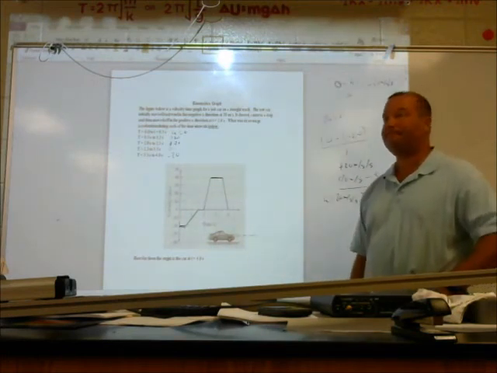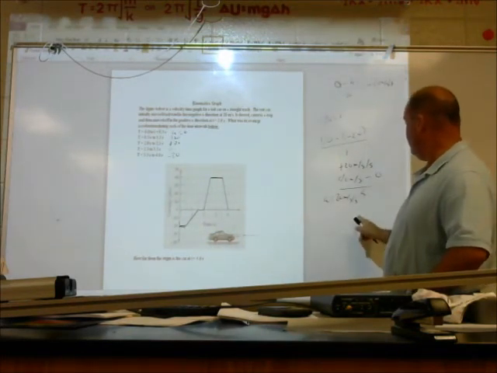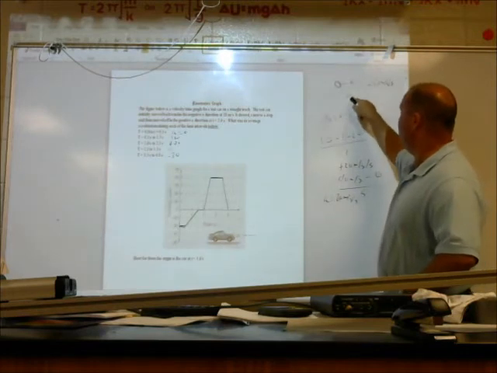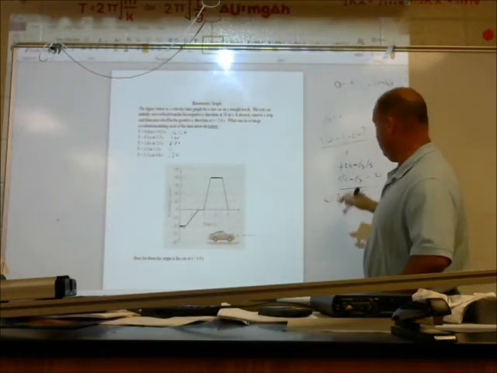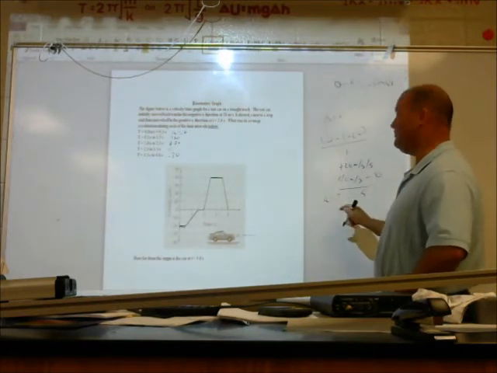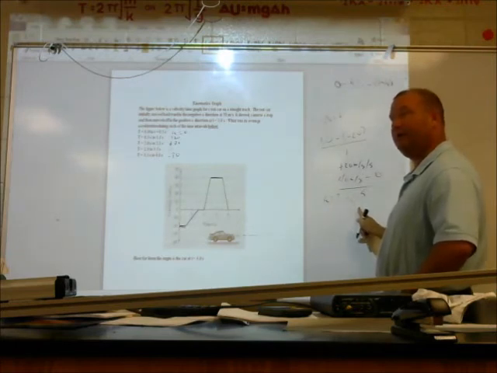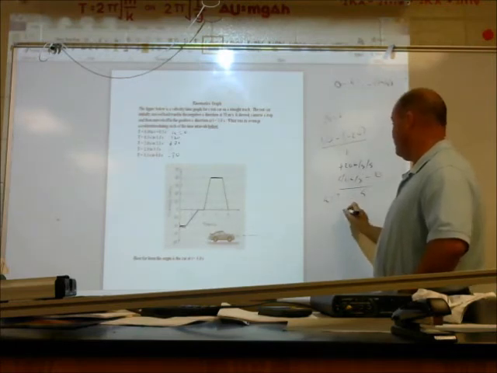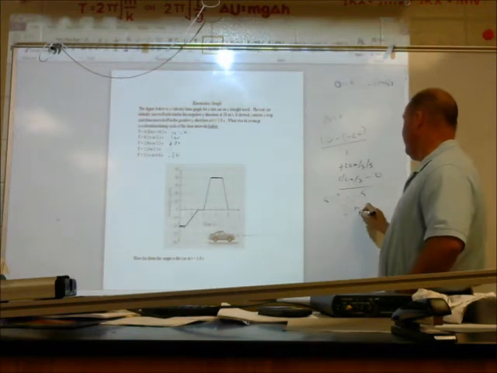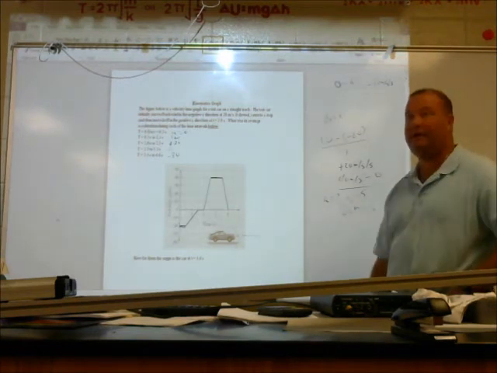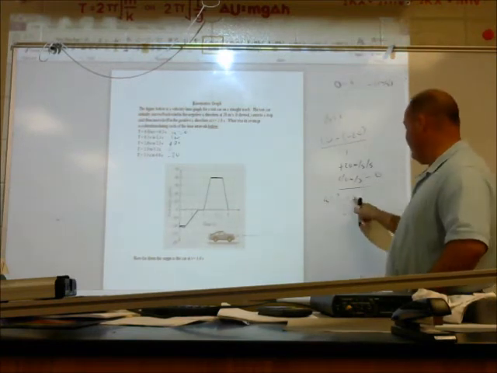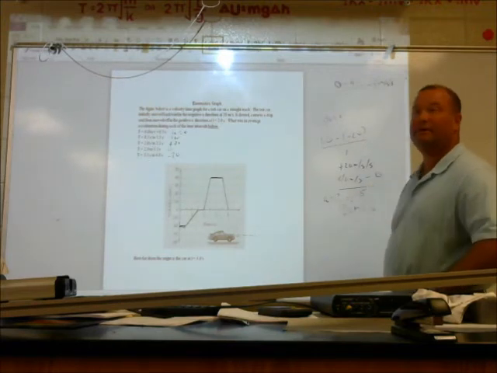What's the number in the denominator of that? Here, 0.5, that's the answer, 80 meters per second per second. The time here is 0.5.